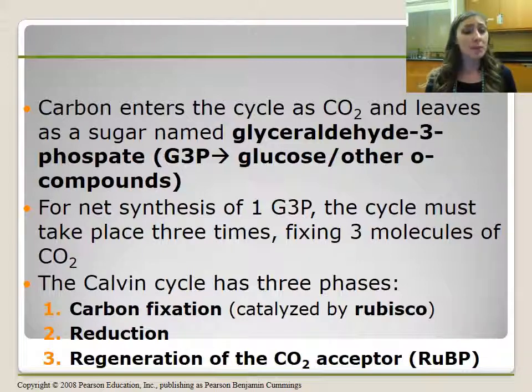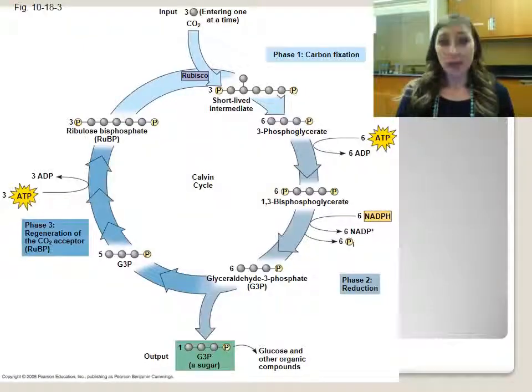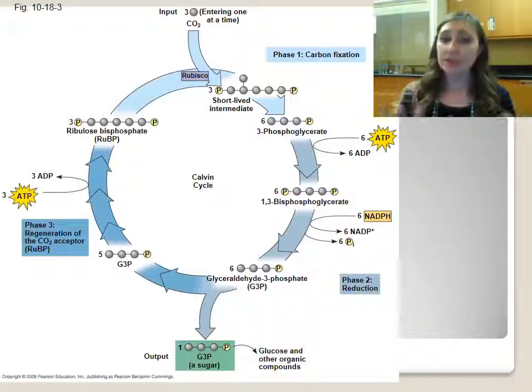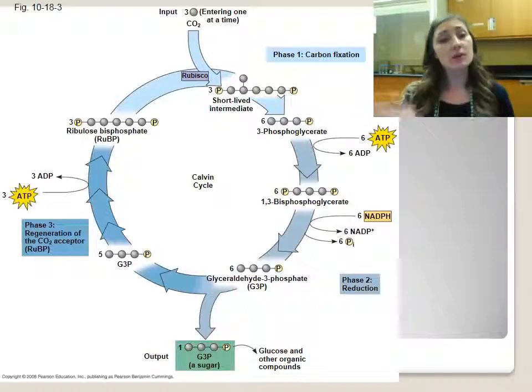If we want to make one G3P, the cycle has to take place 3 times. So it has to fix 3 molecules of CO2 in order to make one G3P. It has 3 phases. There's carbon fixation, reduction, and the regeneration of the CO2 acceptor, RuBP, which is needed to begin that again. Okay, this is daunting. What you really need to know is what is coming in and what is leaving.